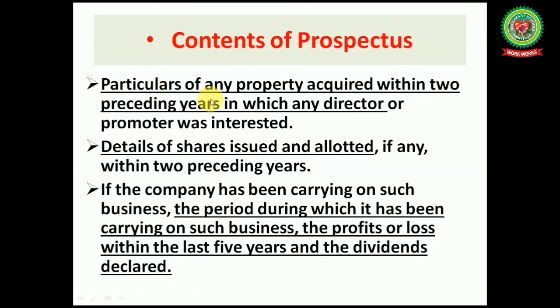So next, particulars of any property acquired within 2 preceding years in which any director or promoter was interested, details of shares issued and allotted if any within 2 preceding years, and if the company has been carrying on such business, the period during which it has been carrying on such business, the profits or losses within last 5 years and the dividend declared should be mentioned in the prospectus. So these are some contents that are to be mentioned in the prospectus so that it is easy to get offerings from the public.